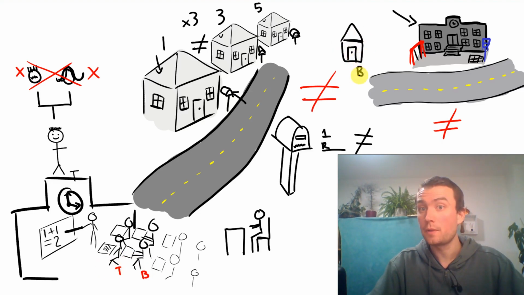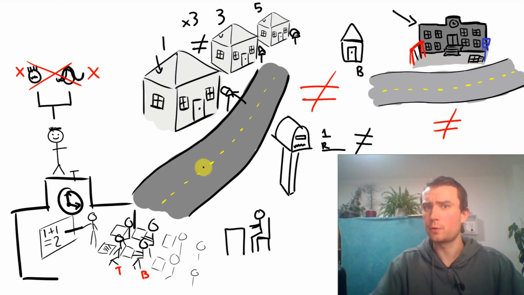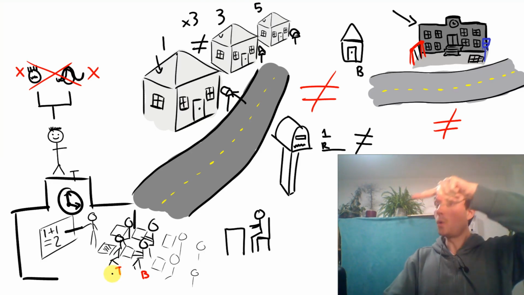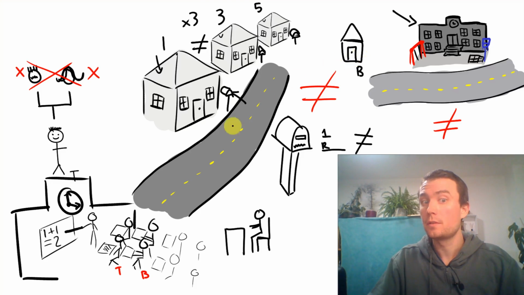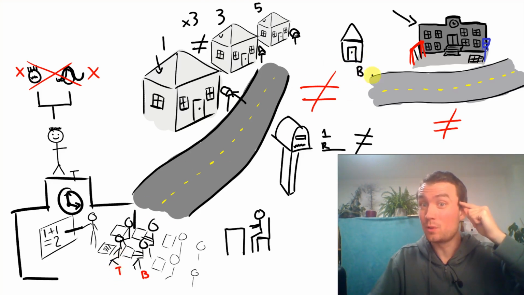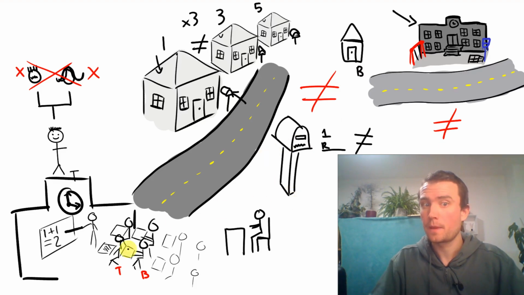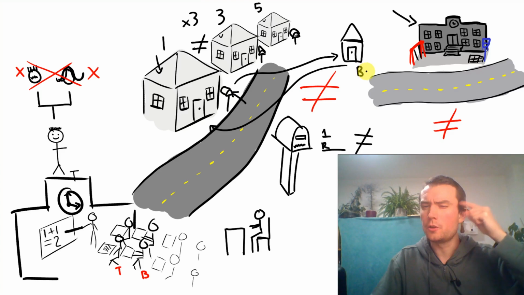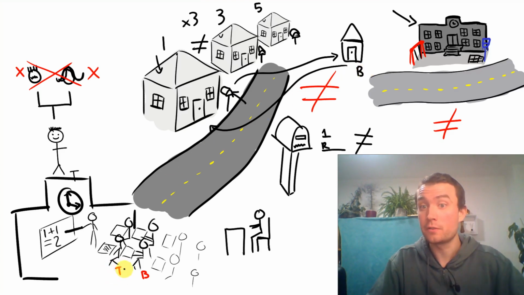Here's Bill's house on a different street than Tim's house, but Tim knows where Bill lives. Tim knows Bill's address. So Tim can go to Bill's house. He can visit Bill. And Bill can go to Tim's house because Bill knows Tim's address.